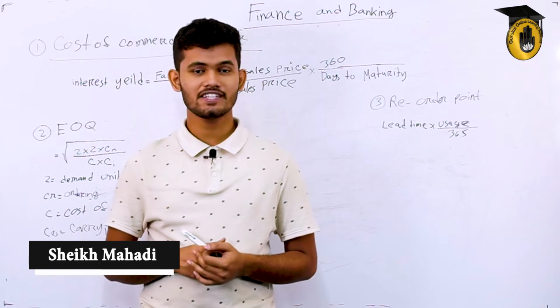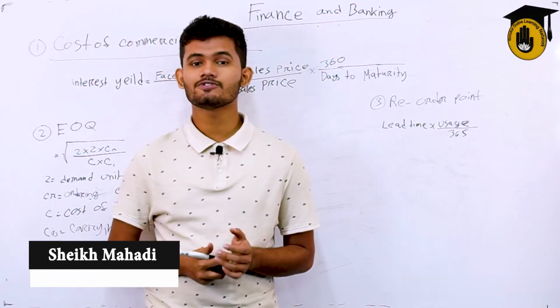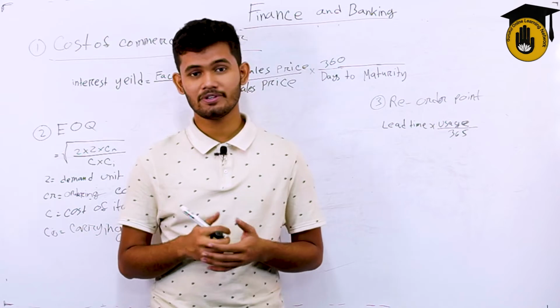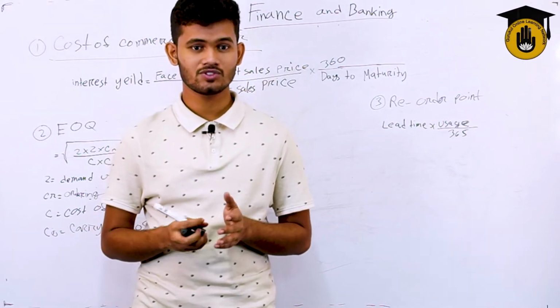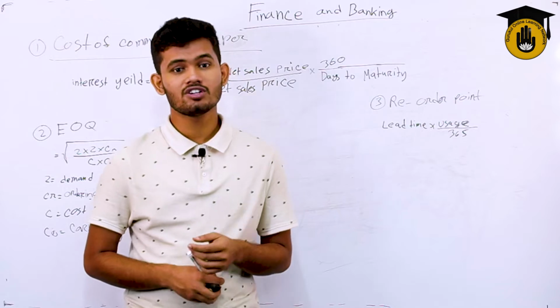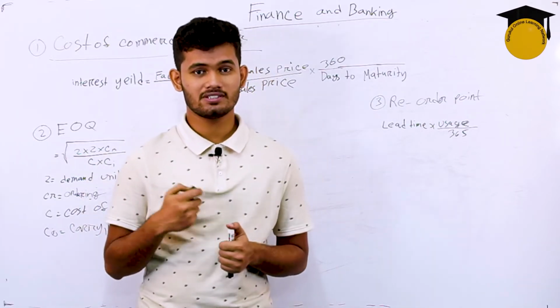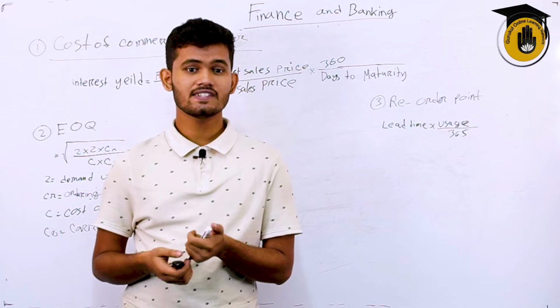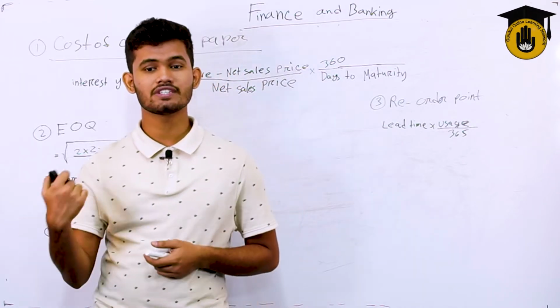We're going to study Finance and Banking, Chapter 4, Financial Statement Analysis. So far in the previous class, we've done up to 7 to 8 types of maths. So today we're going to learn about cost of commercial paper. What's the cost of commercial paper? It's simple. It's in one line only. The interest yield on a commercial paper is considered as the cost of issuing the paper.